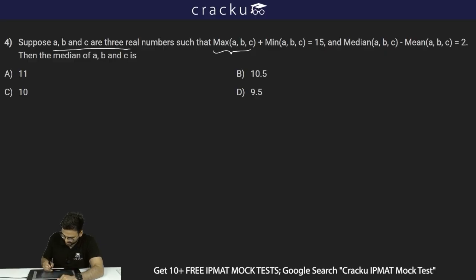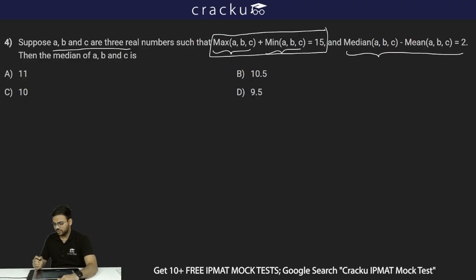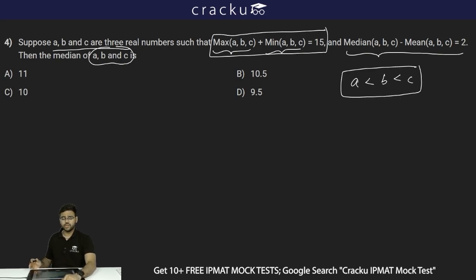max of A, B, C plus min of A, B, C is equal to 15, and median of A, B, C minus mean of A, B, C is equal to 2. Then the median of A, B, C will be? So let us suppose that A is less than B is less than C. You can assume any order, B less than A less than C, the answer will remain the same, you can try it out by yourself. I have assumed A less than B less than C.